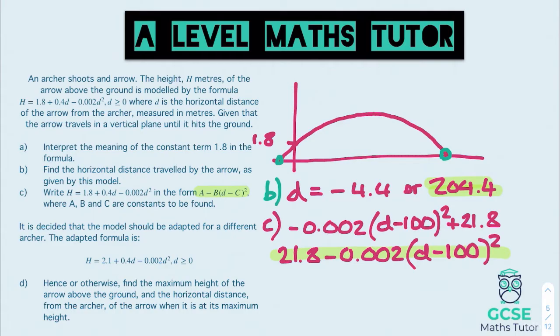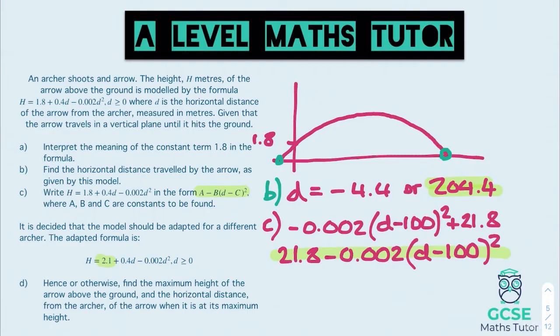We now have part D. That's what's interesting, because it says it is decided that the model should be adapted for a different archer. And we know with different archers, people will have different heights, and that is highlighted to us in our new formula, because instead of having 1.8 at the start, we've got 2.1. So right at the start there, we've got that 2.1 that we need to take into account.